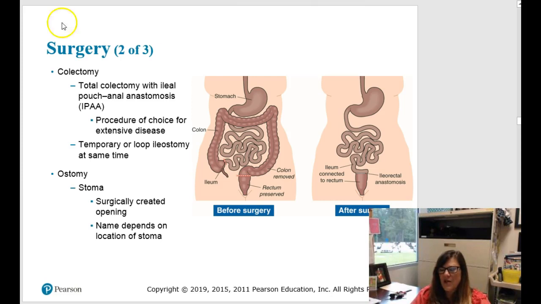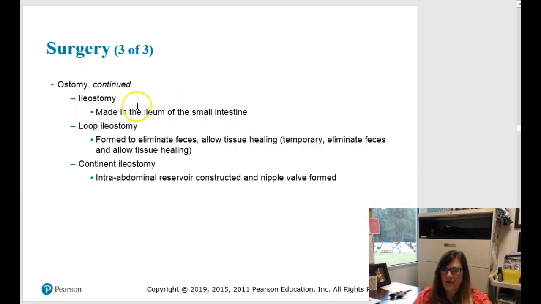And they'll sometimes do just a temporary ileostomy to allow that to heal, and then they re-anastomose it after it has had a chance to heal. So these are the different kinds of ileostomies that you can have.